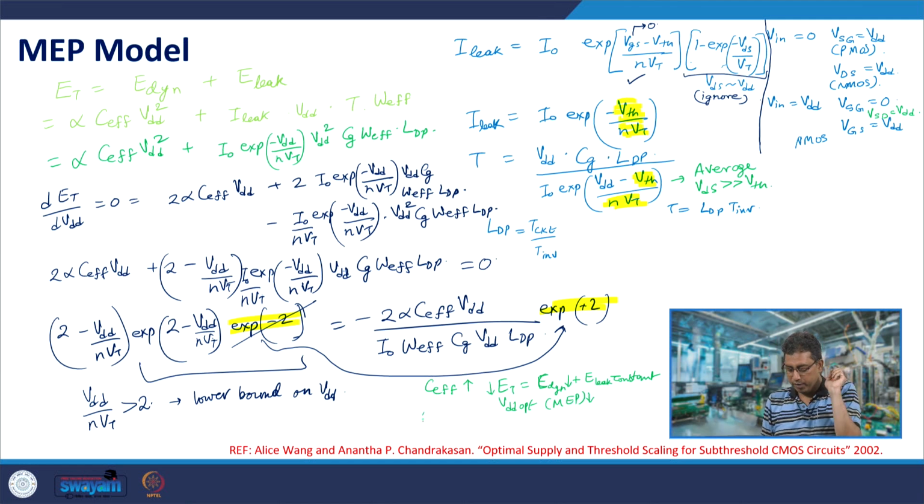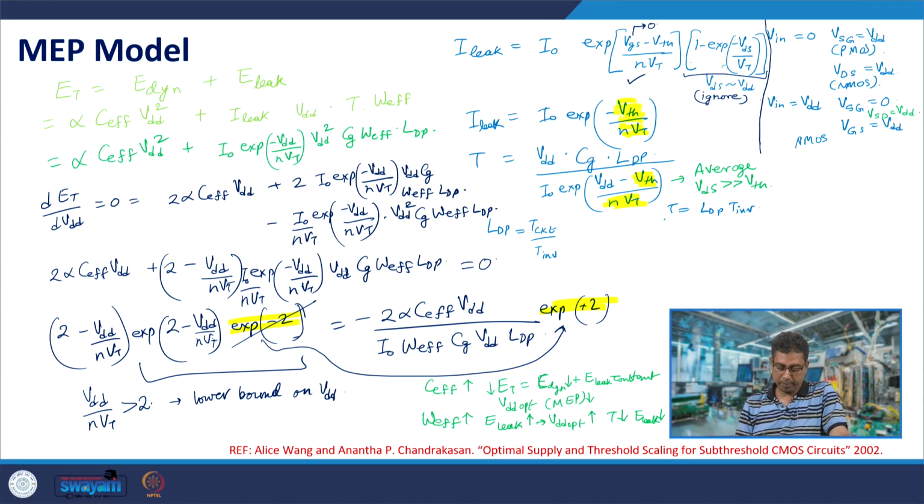So, if the effective width increases, E leakage increases. So, to reduce E total energy, VDD optimum increases. So, time period reduces, E leakage reduces. So, you would find that the optimum supply voltage which minimizes energy, that is the minimum energy point, actually increases if the effective width increases.